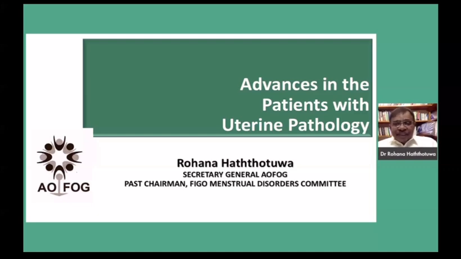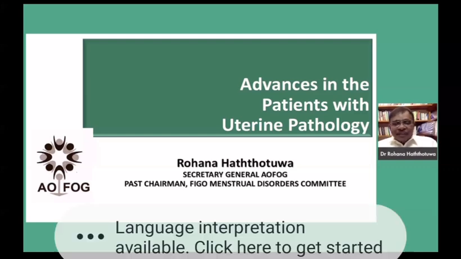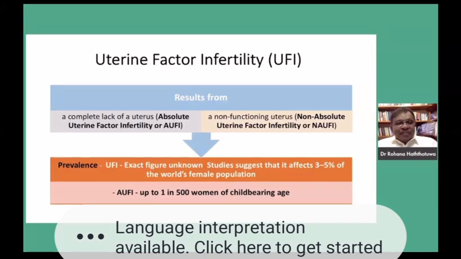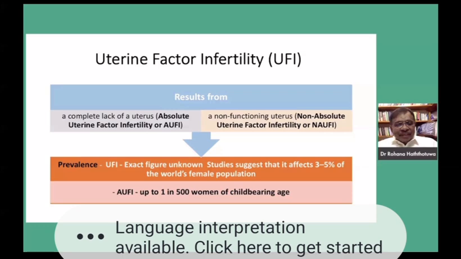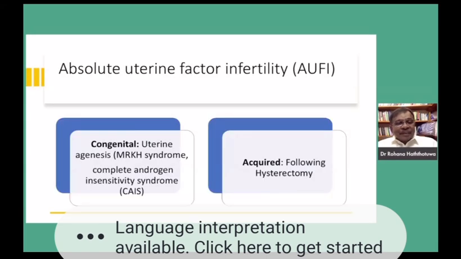So my topic is advances in the management of patients with uterine pathology. Uterine pathology can result from absolute uterine factor infertility, or non-absolute uterine factor infertility. The prevalence is not exactly known. It may affect 3 to 5% of the world population in UFI, and in AUFI 1 in 500.